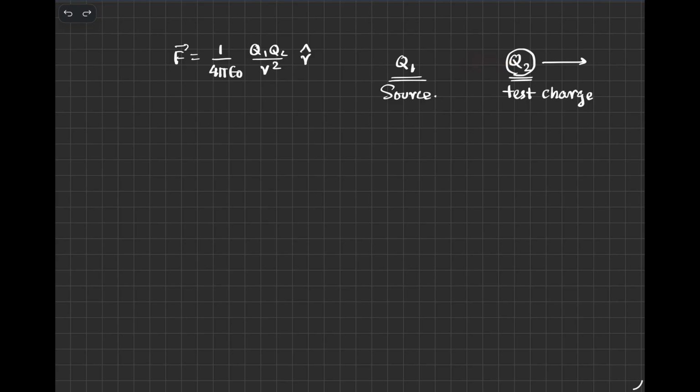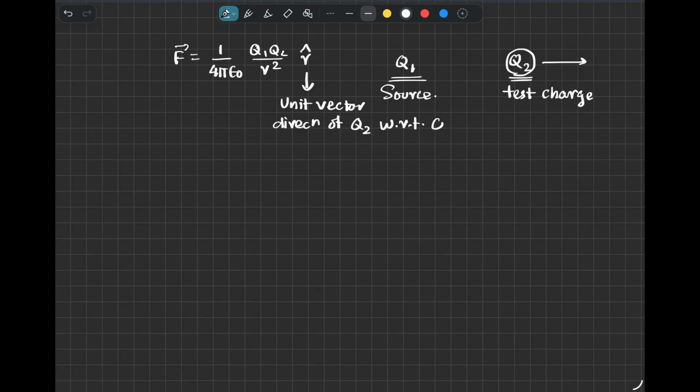So the force will be attractive in nature. See here, the force is along the line joining the charges. If I want to write the force on q2, then I write r cap, where r cap is the direction vector of q2 with respect to q1. It is a unit vector, but which unit vector? The direction which shows q2 with respect to q1.